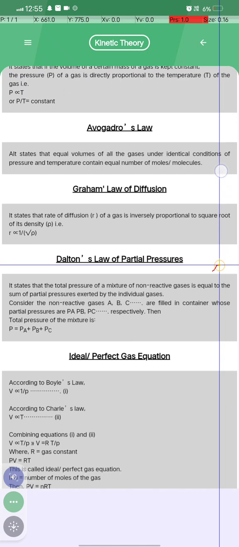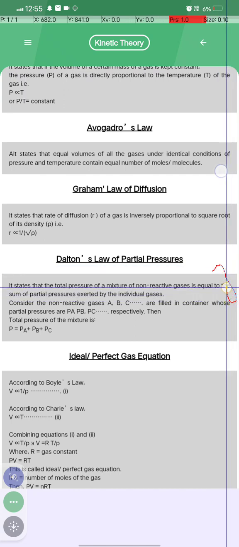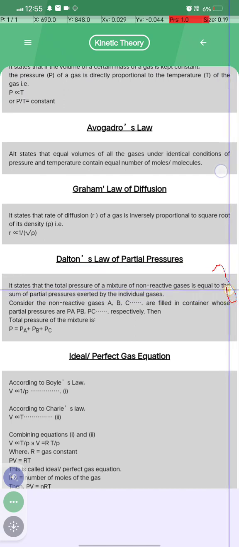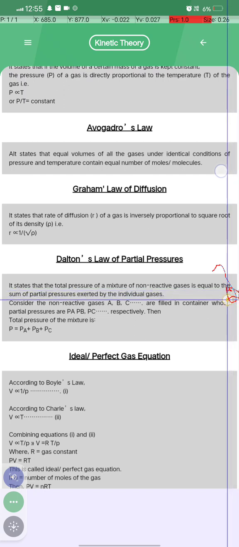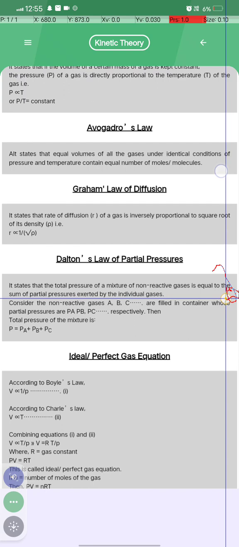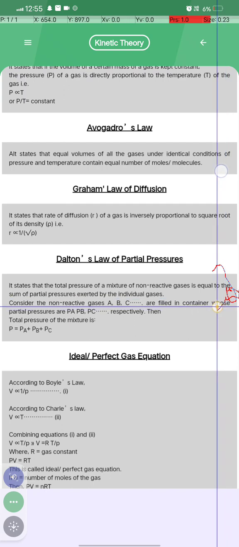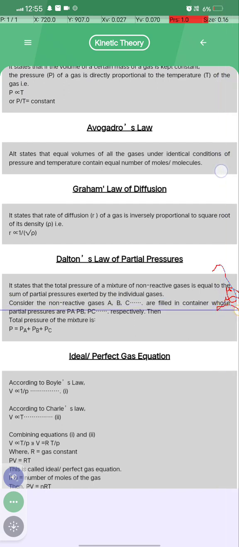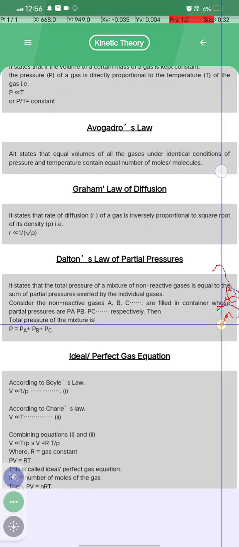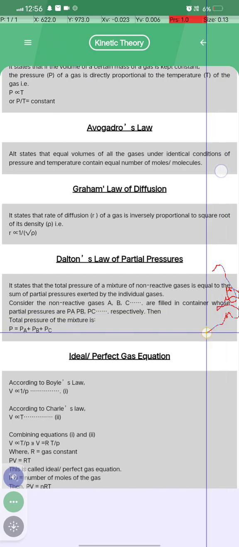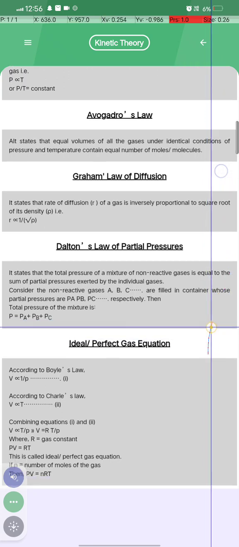Dalton's law of partial pressure. It states that the total pressure of a mixture of non-reactive gases is equal to the sum of the partial pressures exerted by the individual gases. Consider non-reactive gases A, B, C filled in a container whose partial pressures are PA, PB and PC respectively. Then the total pressure of the mixture is P = PA + PB + PC.